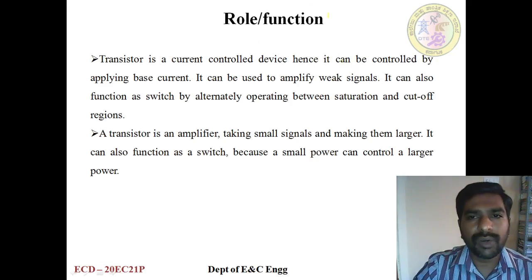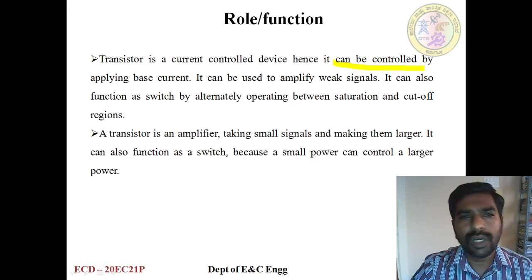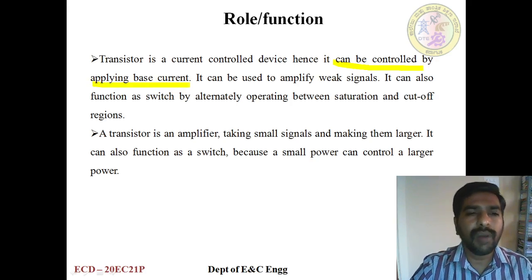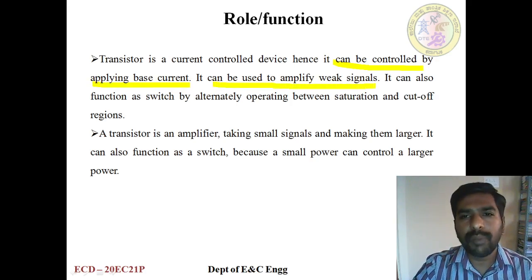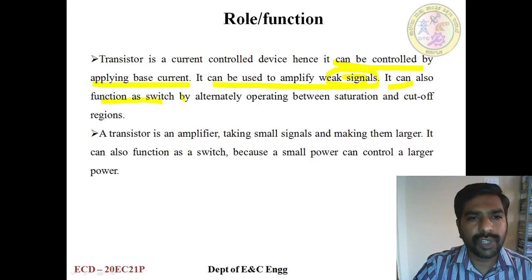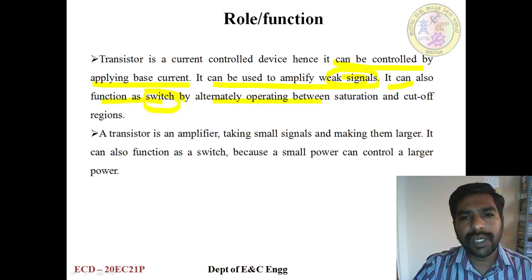A transistor is a current-controlled device, hence it can be controlled by applying the base current. Whenever you apply the base current, the transistor operation will be controlled. It can be used to amplify a weak signal, that is an amplifier. It can also function as a switch. You can use this as a switch by alternating operation between the saturation and cutoff regions.